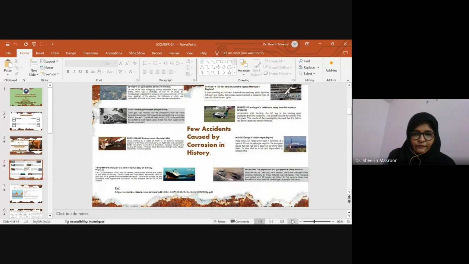There are a few incidents which have caused major damage in history by corrosion, like oil spills in California, the fall of railway traffic lights in England, mislanding of a jet from England, a gas pipeline explosion in Mexico, sinking of a tanker, and crash of some planes in the USA. In our country, there was the Bhopal gas tragedy, which happened due to leakage of a gas, methyl isocyanate, from tankers.